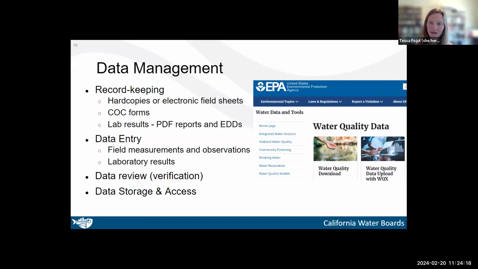So a lot of times people have a paper copy of that. Sometimes people are doing electronic field sheets. A COC, chain of custody form, is for when you've collected these samples and now you're going to take them to a lab or someplace to be processed. So you're transferring custody. It's a way to track that the samples are maintaining their integrity throughout the transferring process.